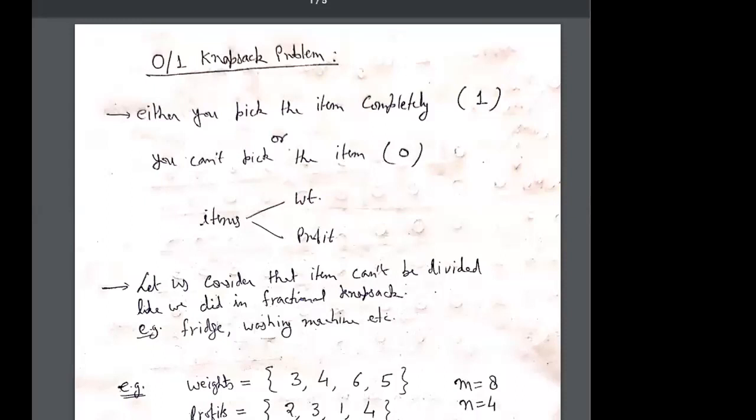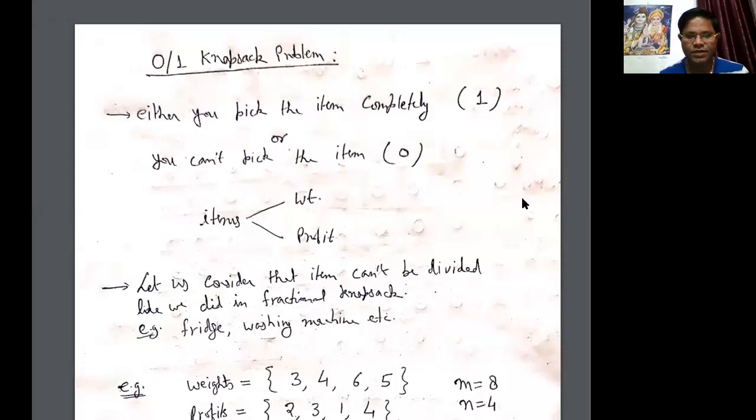So let us consider that we can't divide the item. For a certain set of items like a fridge, washing machine, or any electrical appliances, it is not possible for us to divide them into parts. So for that set of items, this 0-1 knapsack problem will be used.